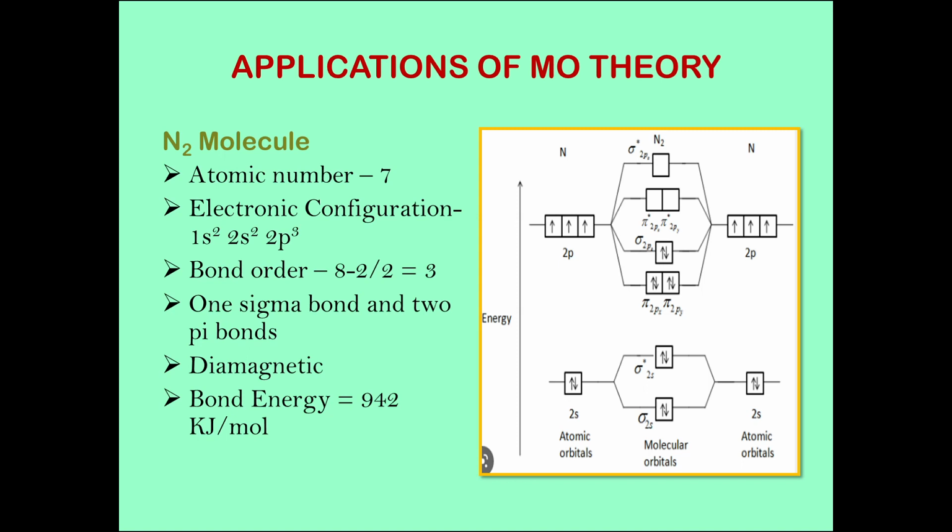And coming to the magnetism, all the electrons in the molecular orbitals are paired, so it is diamagnetic. And the bond energy for the nitrogen molecule is 942 kilojoules per mole.